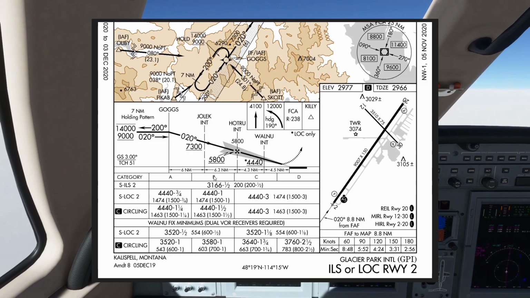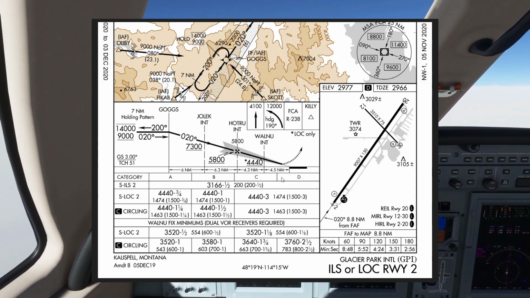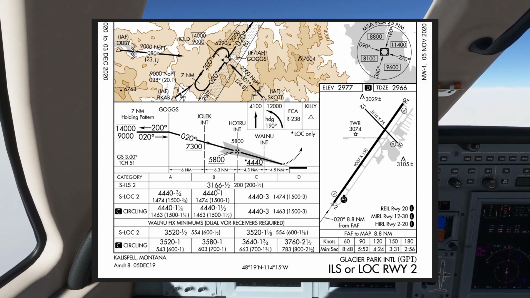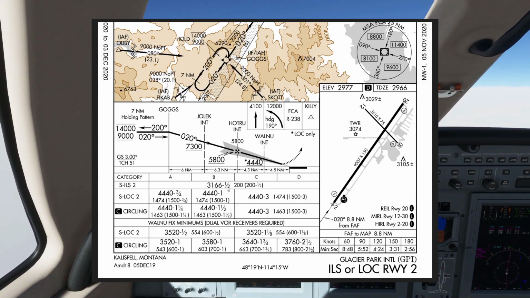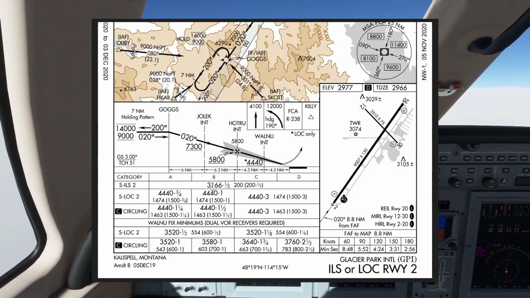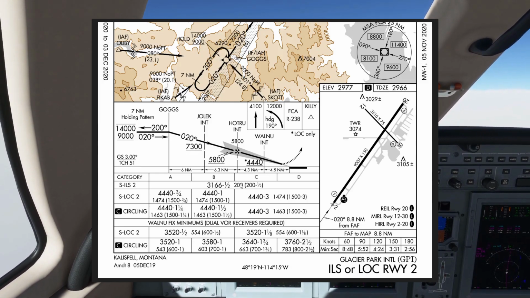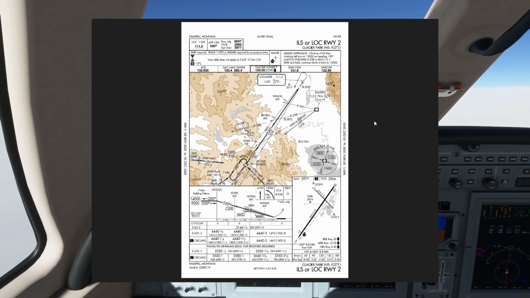And then for minimums, since we're flying the straight in for the ILS, the minimums are the same across all categories. So it's going to be 3,166 feet on the altimeter, half a mile of visibility, and then that leaves our decision height at 200 feet. And you can just double check that our touchdown zone is 2,966 feet, and our minimums are 3,166, so exactly 200 feet above the ground. And that should be all we need to know to be able to set up the approach in the plane, so let's go ahead and do that now.